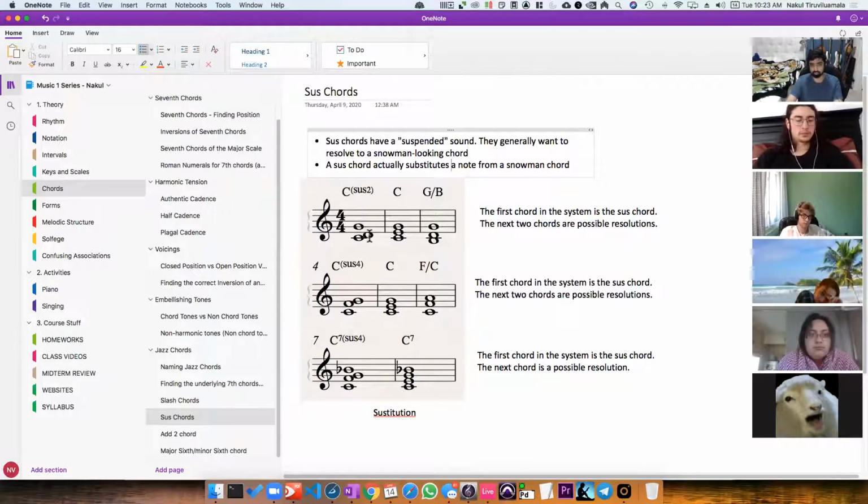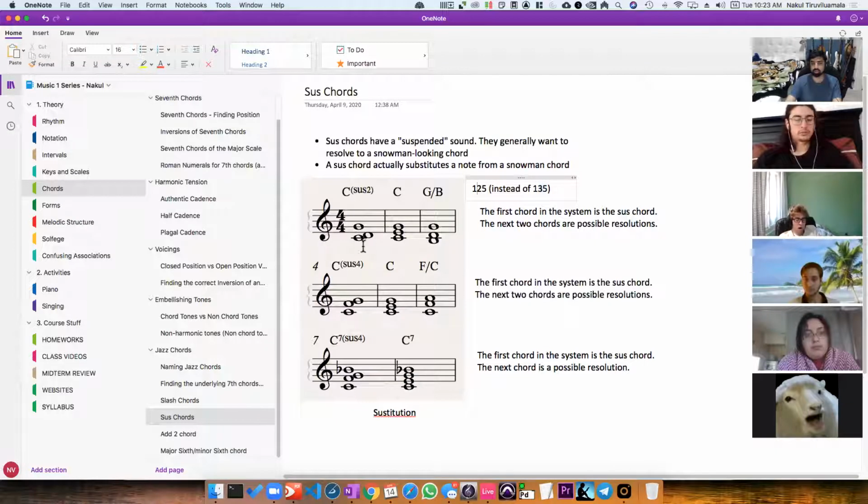So in this particular case, the C sus2 chord is basically these exact scale degrees. It's basically 1, 2, 5 instead of 1, 3, 5. Right? It's a 1, 2, and a 5 instead of a 1, 3, and a 5. And basically the 3 is being substituted by the 2.